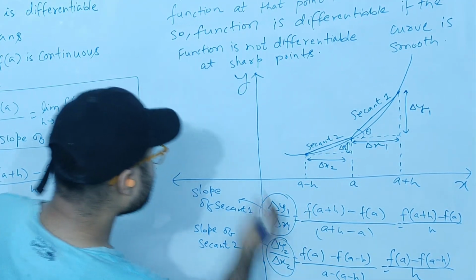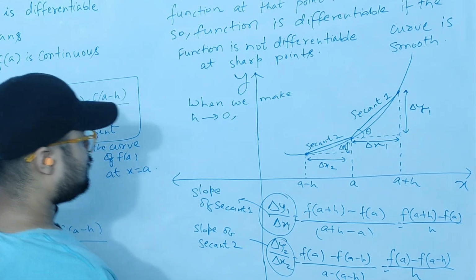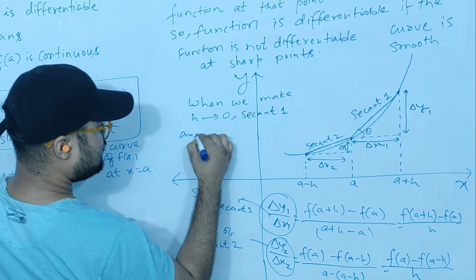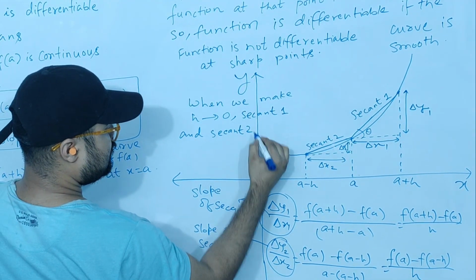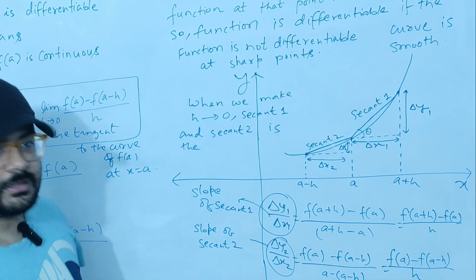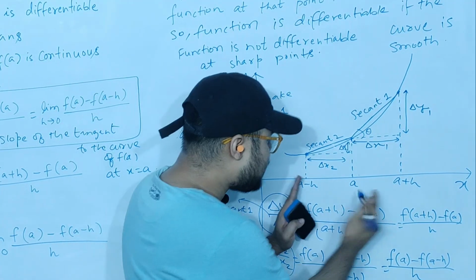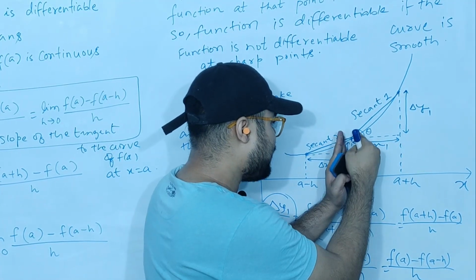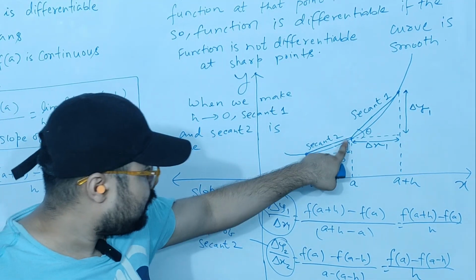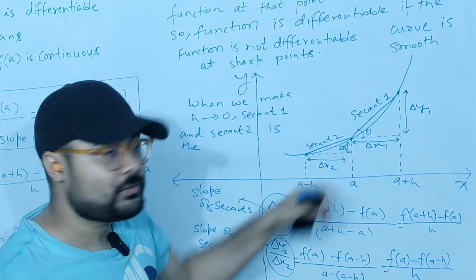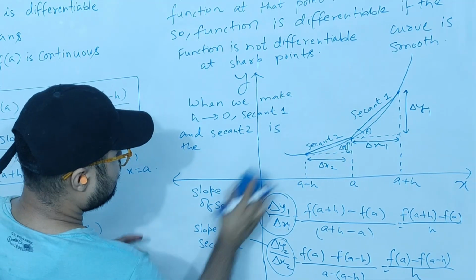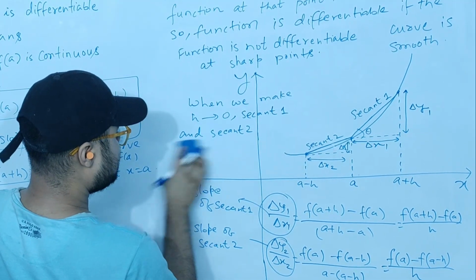So when you make h tend to 0, secant 1 and secant 2 become the same. As you make these points closer, these two secants actually become just one line, which is the tangent. When it is differentiable at this point, this happens. So when we make h tend to 0, secant 1 and secant 2 become the tangent.